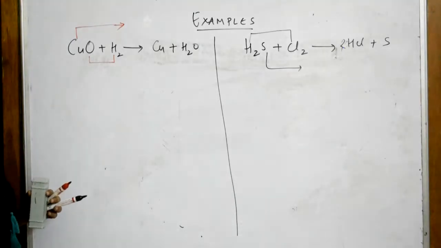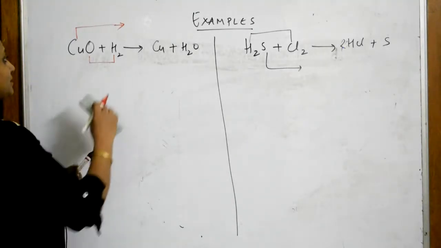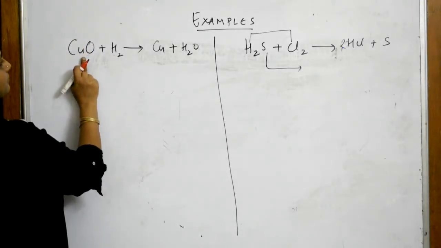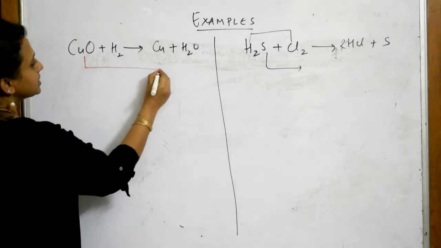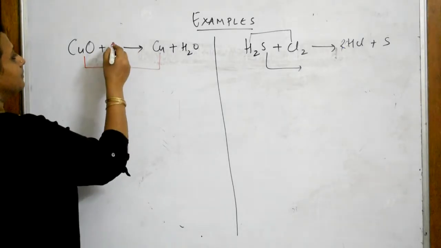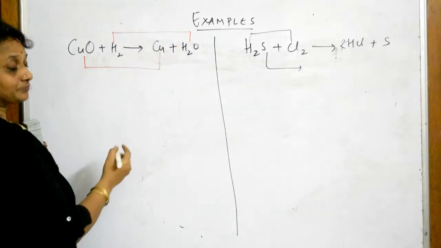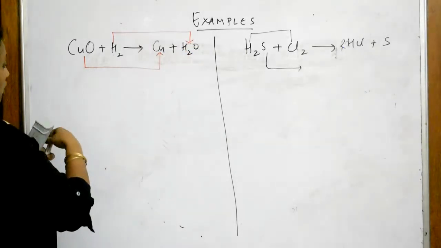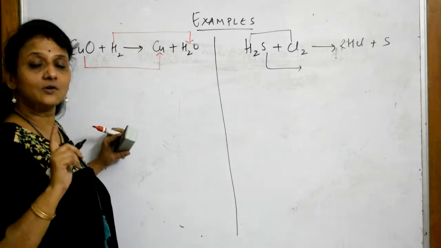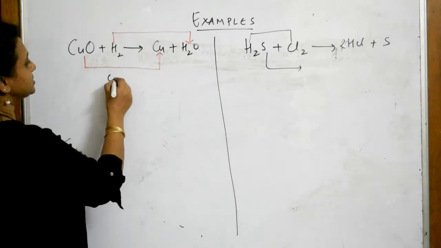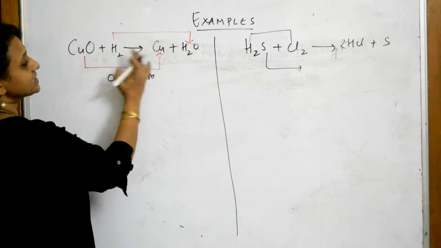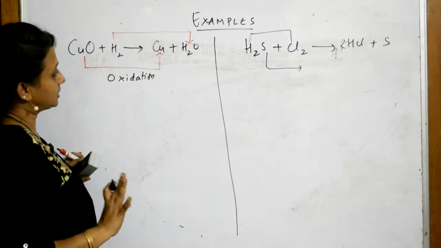Now, in this reaction, two things I have to remember. If I make an arrow, from copper oxide it is forming copper, and from hydrogen it is forming water. So what are you observing here? Copper oxide is losing oxygen. So what did I say? Loss of oxygen is nothing but oxidation. Okay, done. Hydrogen is gaining oxygen. Correct?